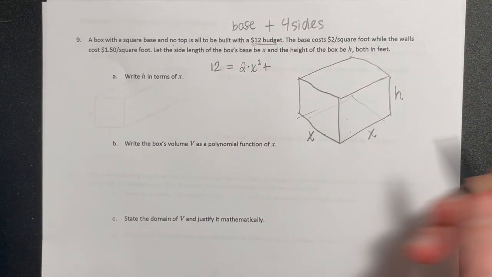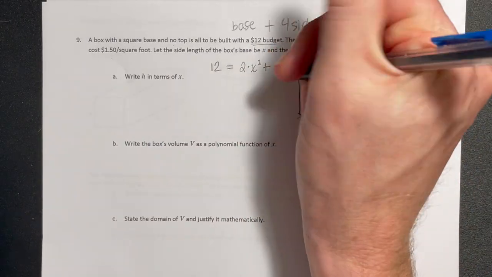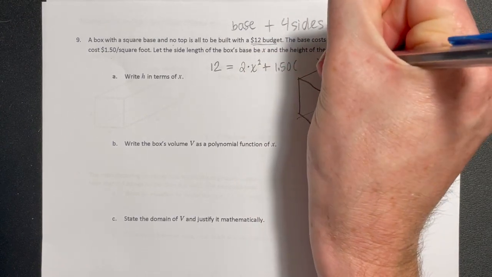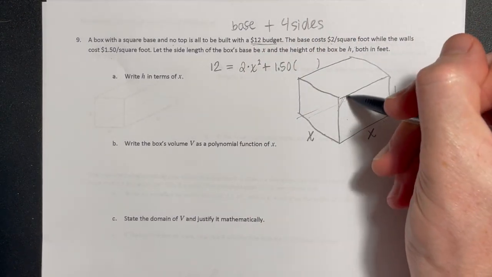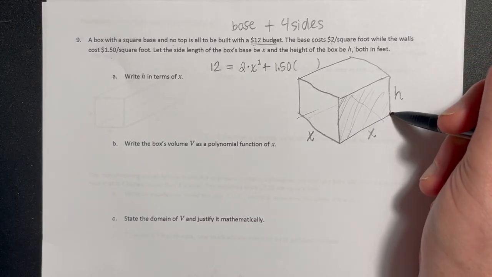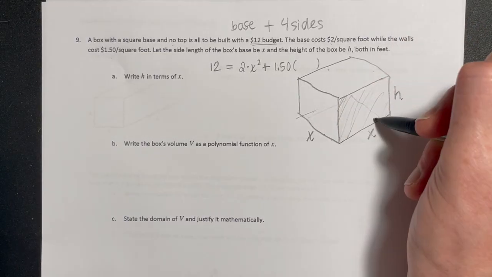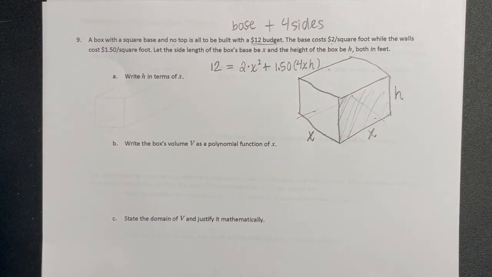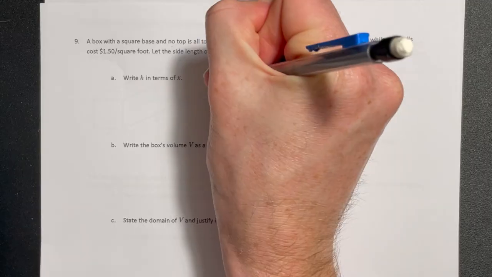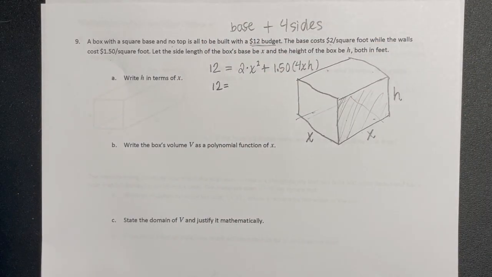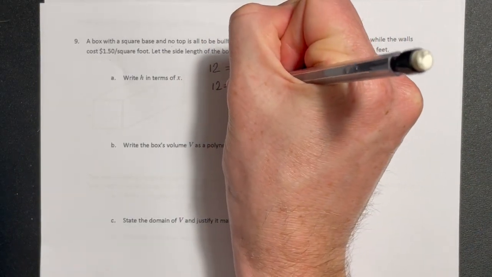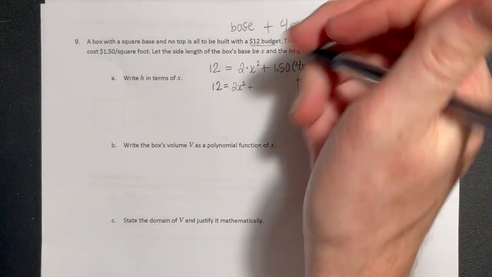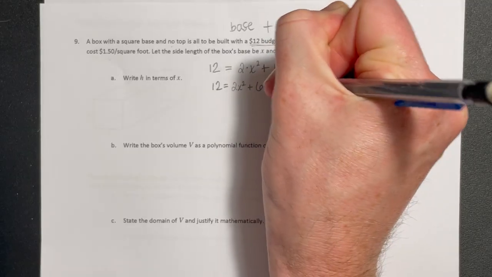Plus, we have $1.50 for each of the sides. So $1.50 per square foot of sides. The side here is x times h, and there are 4 of them. So it's going to be 4xh. If we use that to simplify, we would have 12 equals 2x squared plus $1.50 times 4xh, which ends up being 6xh.